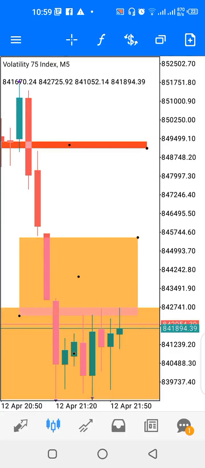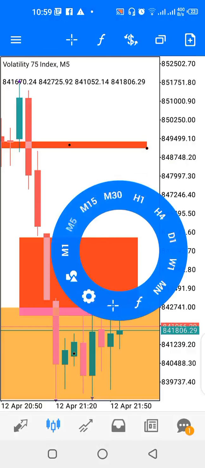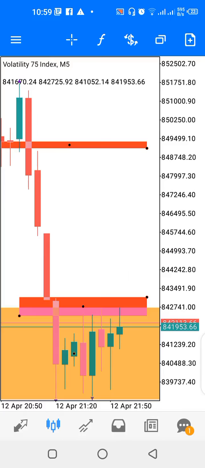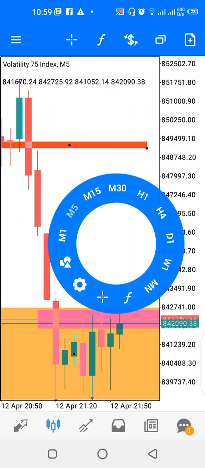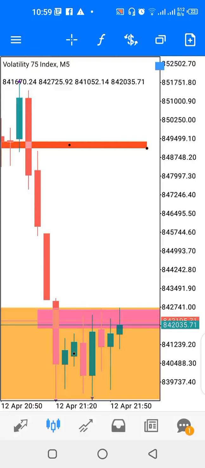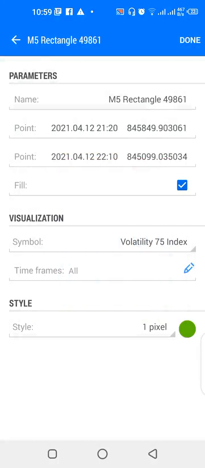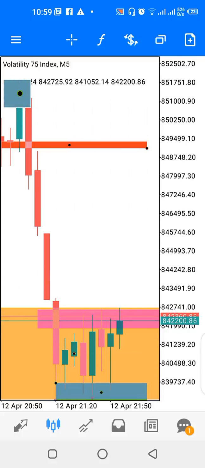Let me change the color to red. These are range highs, the high of the range. So you sell at range high, that's if you are trading within the range. Sell at range high and you buy at range low. Let me change this to green color. You buy at range low.